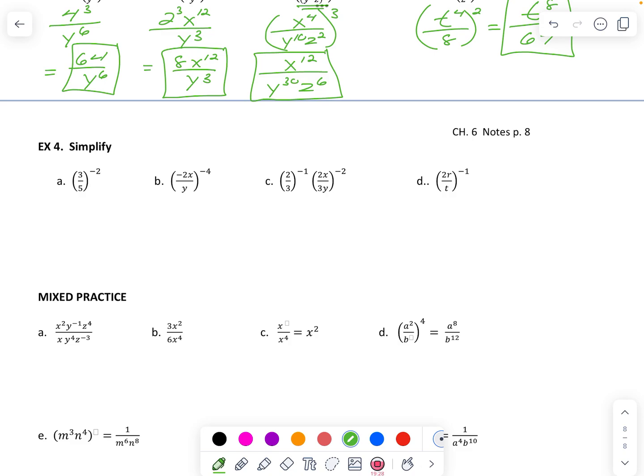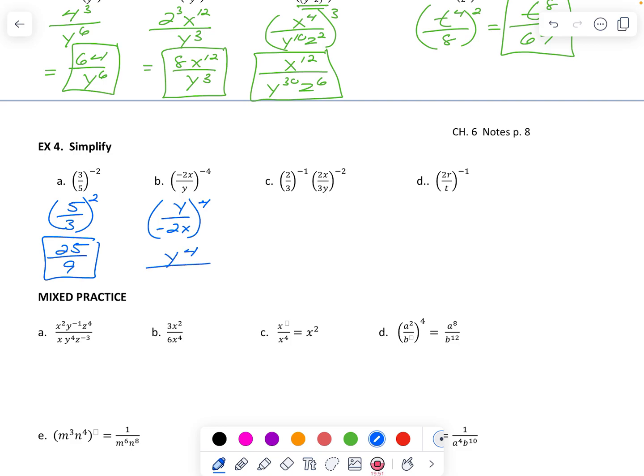Here's the negative ones. I know you were waiting for those. So we're going to flip the fraction and make it a positive exponent, which is going to give me 5 squared over 3 squared. Same thing here. I'm going to flip the fraction, make it to the positive 4 now. So that's going to be y to the 4th over negative 2 to the 4th, which is positive 16 x to the 4th.